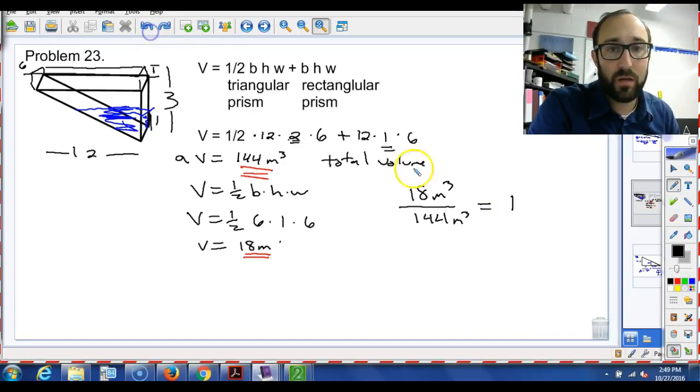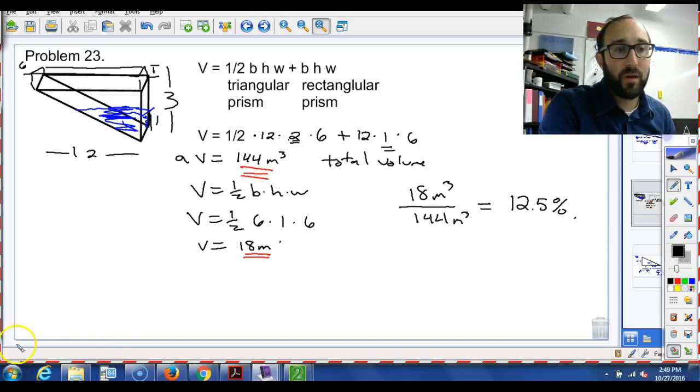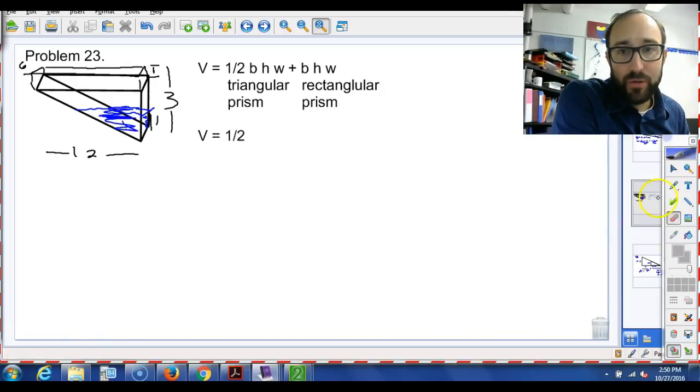Let's go back and just do that again. 12.5%. Alright, so there is the full answer for part A. Alright, now on to part B. Let's do part B here right now.